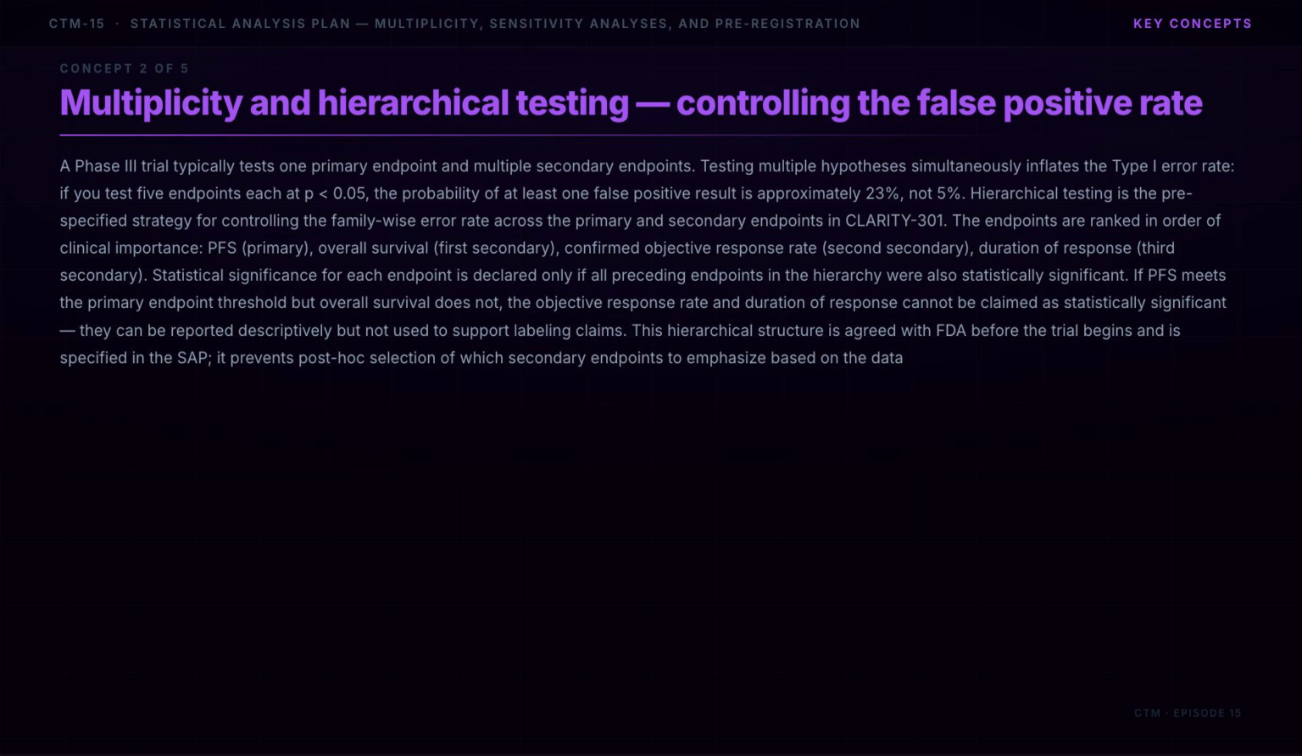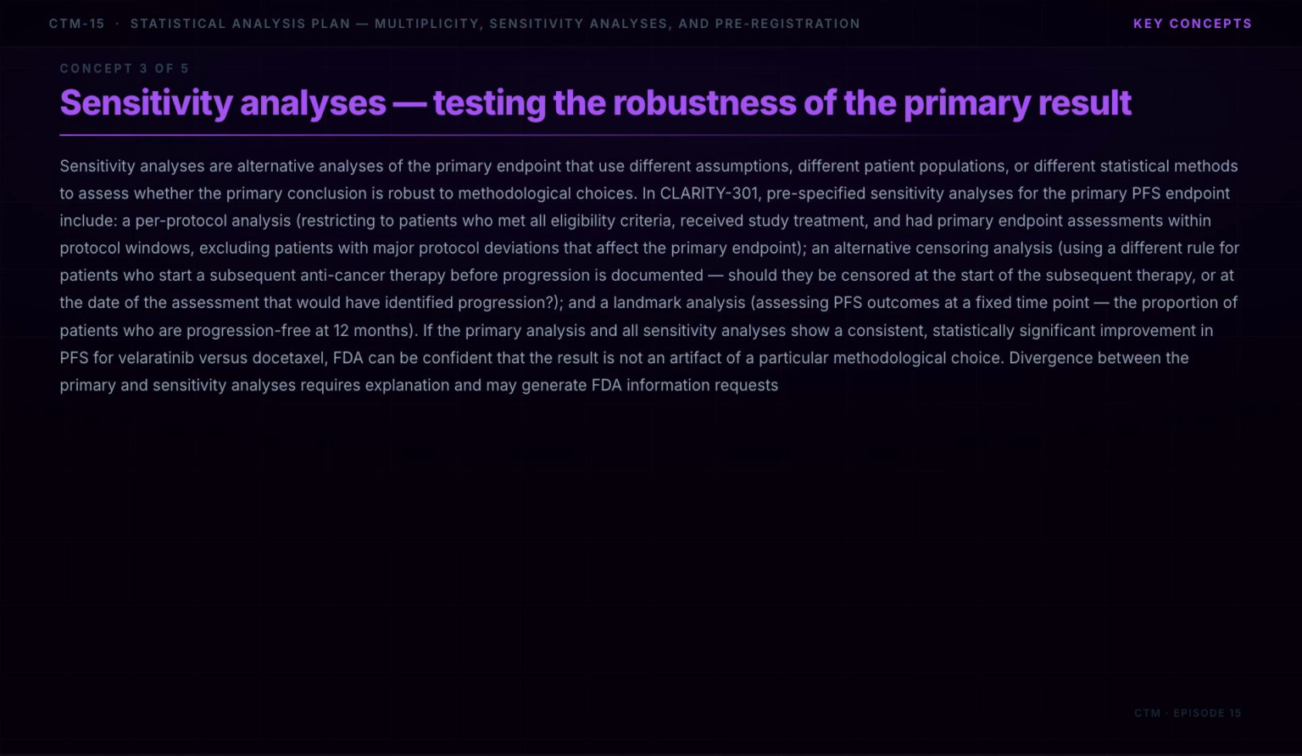This hierarchical structure is agreed with FDA before the trial begins and is specified in the SAP. It prevents post-hoc selection of which secondary endpoints to emphasize based on the data. Sensitivity analyses, testing the robustness of the primary result. Sensitivity analyses are alternative analyses of the primary endpoint that use different assumptions, different patient populations, or different statistical methods to assess whether the primary conclusion is robust to methodological choices.